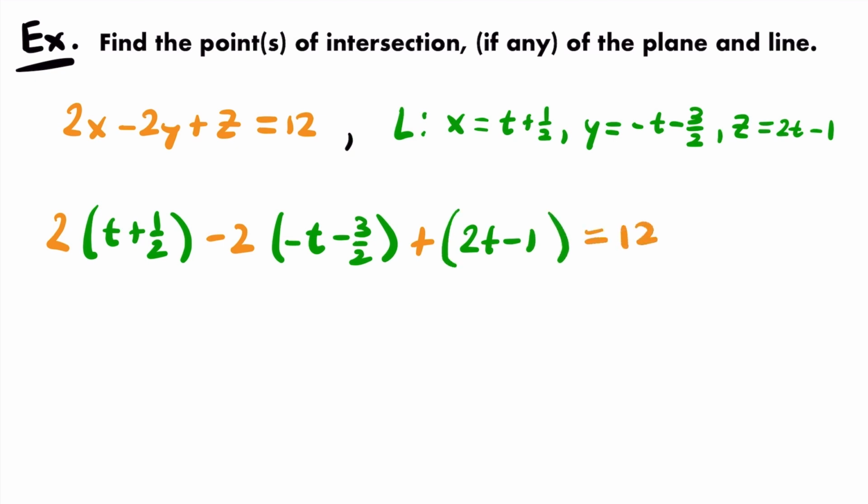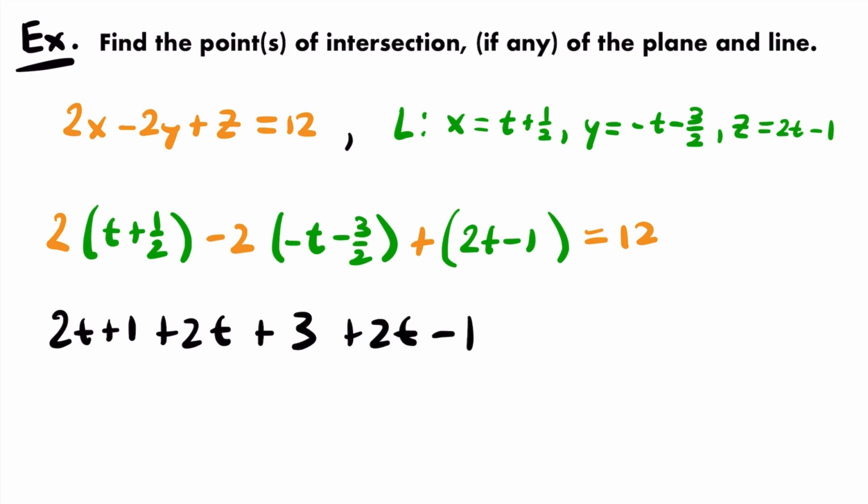All right, and so now what we want to do is simplify this equation so that we might be able to solve for that parameter of t. So we're going to be multiplying 2 through this quantity, negative 2 through this quantity, and then just adding these two terms. So we'll have 2t plus 1 plus 2t plus 3 plus 2t minus 1, and that's equal to 12. All right, and so now we want to combine our like terms.